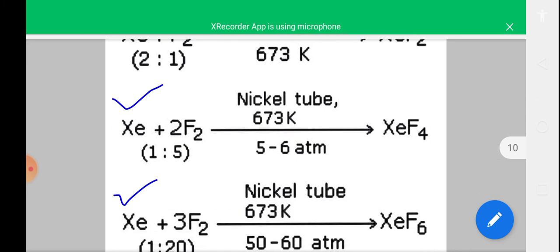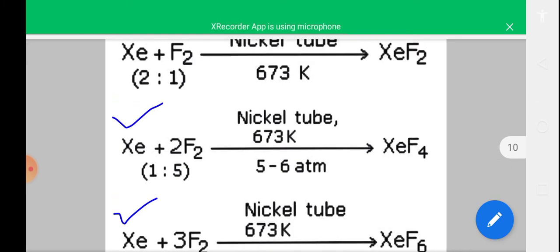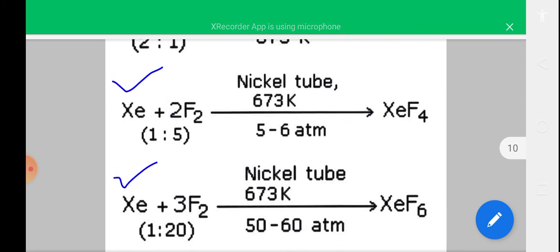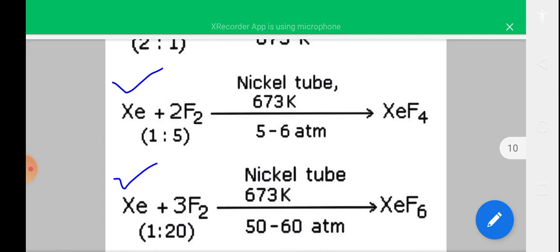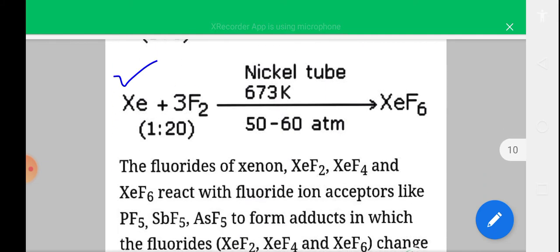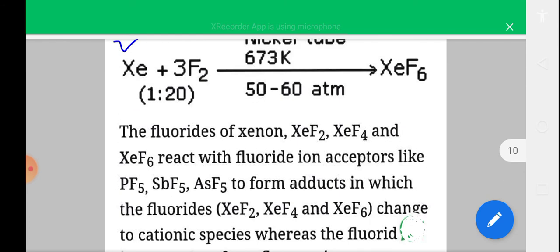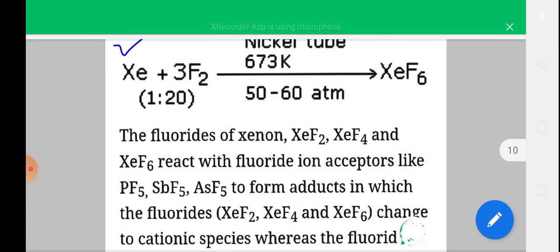When xenon combines with fluorine in a 1 is to 5 ratio, in a nickel tube at 673 Kelvin temperature and at 5 to 6 atm pressure, you will get XeF4. Similarly, when xenon combines with fluorine in a 1 is to 20 ratio in a nickel tube at 673 Kelvin temperature and at very high pressure, 50 to 60 atm, you will get XeF6. So these are compounds of xenon. Preparation of these compounds is given.